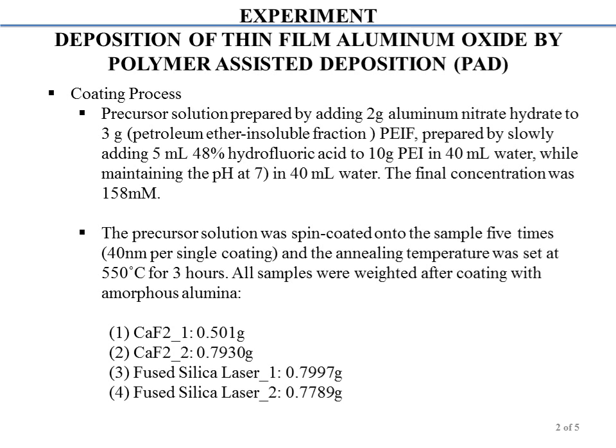Coated onto the sample 5 times, 40 nanometers per single coating, and the annealing temperature was set at 550 degrees Celsius for 3 hours. All samples were weighed after coating with amorphous alumina. And in the case of the calcium fluoride, you can see the measurements there. And in the case of the fused silica laser glasses, you can see those two there.